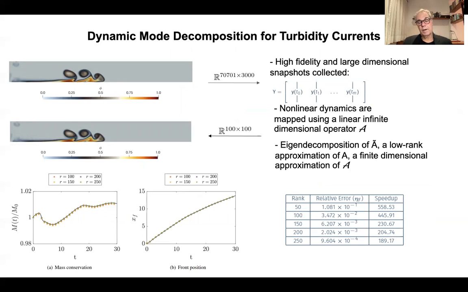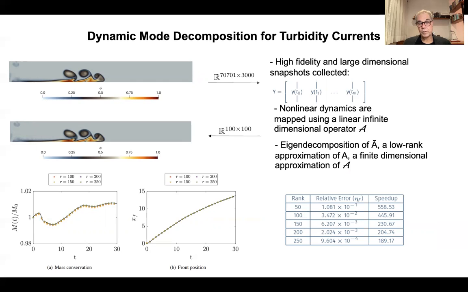As emerging fields, we are seeing the use of data-driven models to extract spatial-temporal structures, and for this we use dynamic mode decomposition, which is purely data-driven. We run a high fidelity simulation. It is a turbidity current with a Grashof number 2000 with a very fine mesh, and we collected 3,000 snapshots.